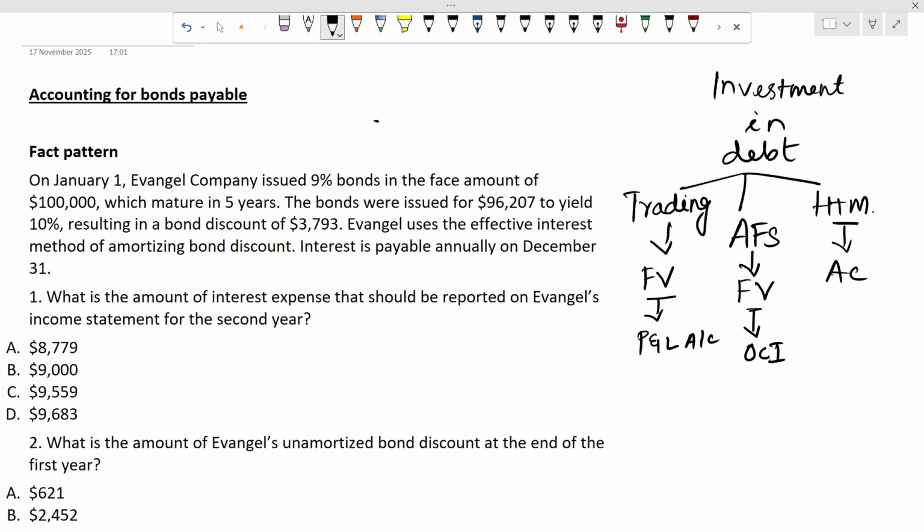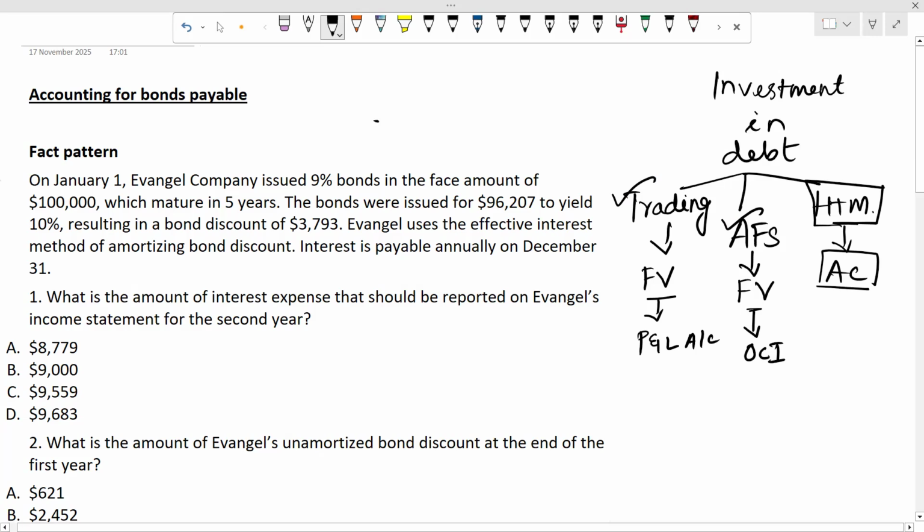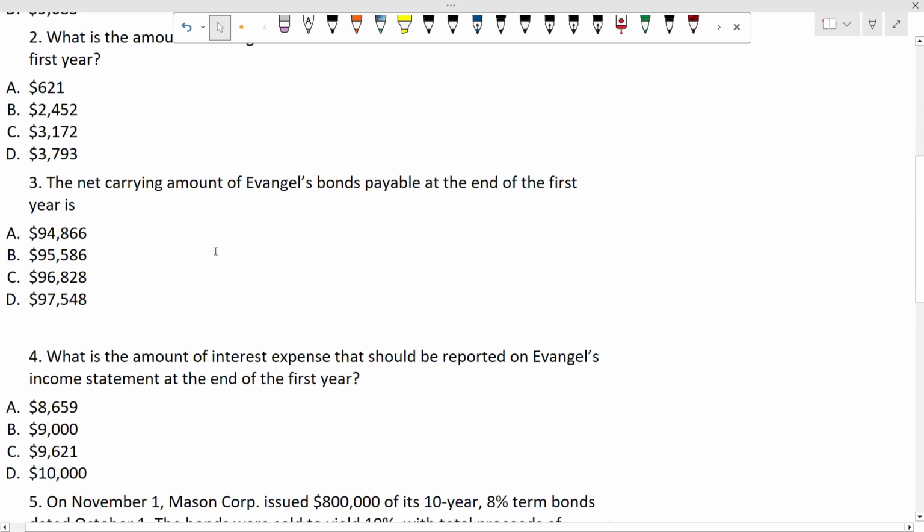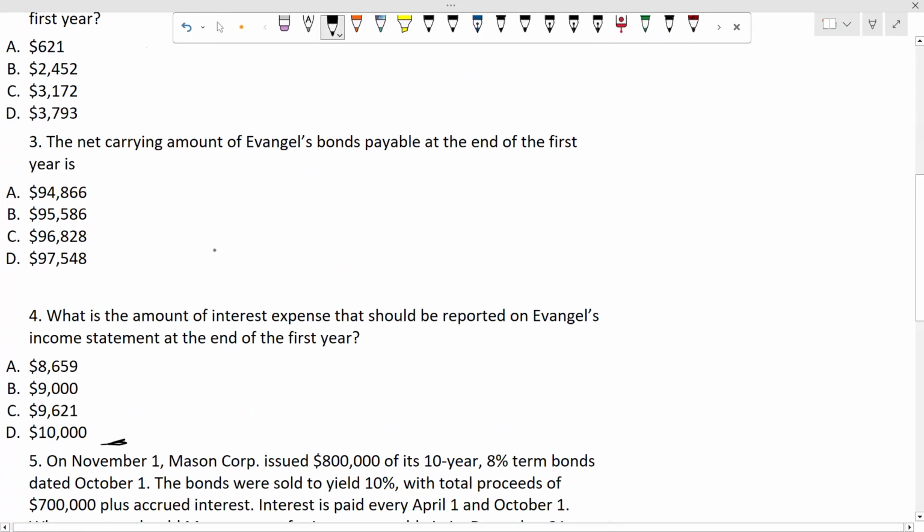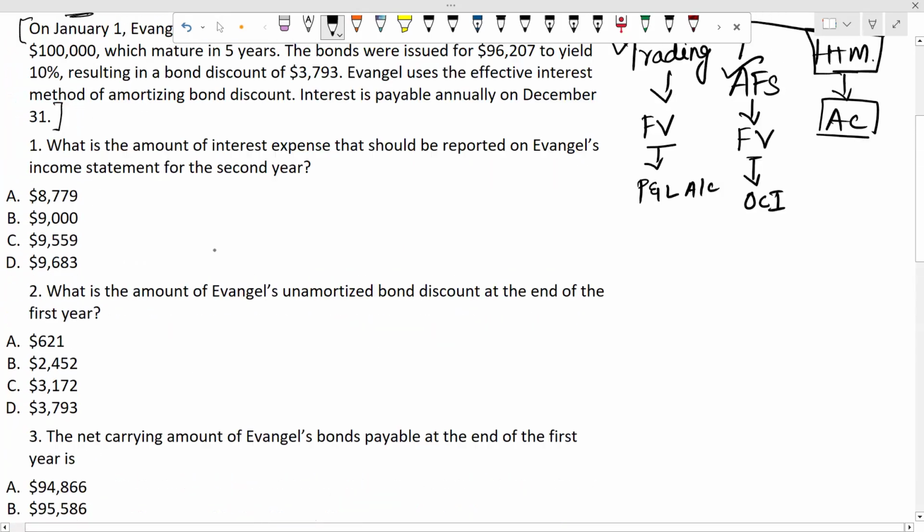Since we have already discussed trading debt securities and available for sale debt securities in the previous chapter, in this chapter we are going to focus on held to maturity debt securities. We are going to discuss what is amortized cost and how to calculate it. So look at the first fact pattern. Based on this fact pattern only, we are going to solve the first four questions.